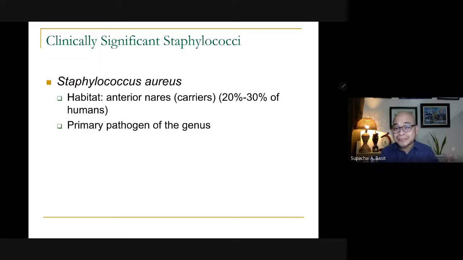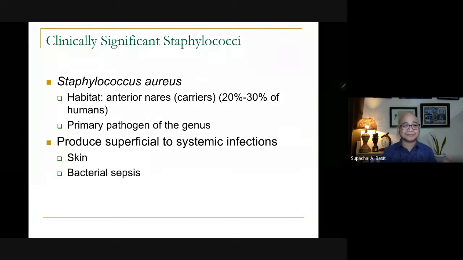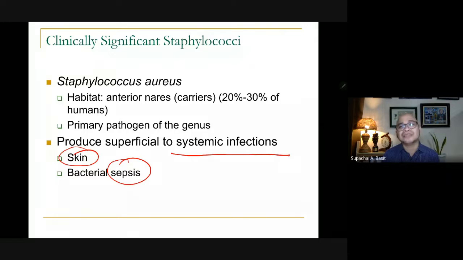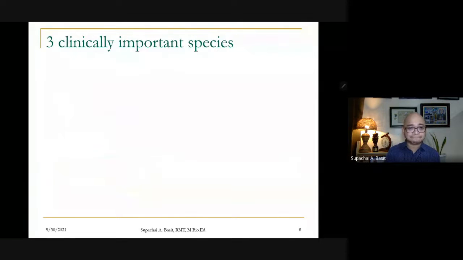So, 20 to 30% of humans carry Staphylococcus aureus at the anterior nares. So, Staphylococcus aureus is the primary pathogen of the genus. Okay? And they are capable of producing superficial infections such as in the skin, or even systemic infections such as bacterial sepsis. So it's actually dangerous because when we say sepsis, it means that the bacteria are found in the blood and they are actively dividing.